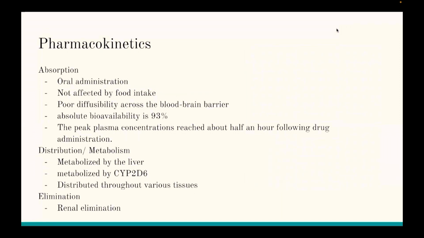So the pharmacokinetics for midodrine: pharmacokinetics is how a drug is absorbed, distributed, metabolized, and excreted. So every drug has their own pharmacokinetics, but with this drug specifically, it's administered orally, and due to that, some drugs you're not allowed to take with food, but with midodrine, it's not affected by food. It doesn't diffuse properly over the blood brain barrier, which means that it doesn't have any major effects with the central nervous system, so you don't have to worry about adverse effects with that.